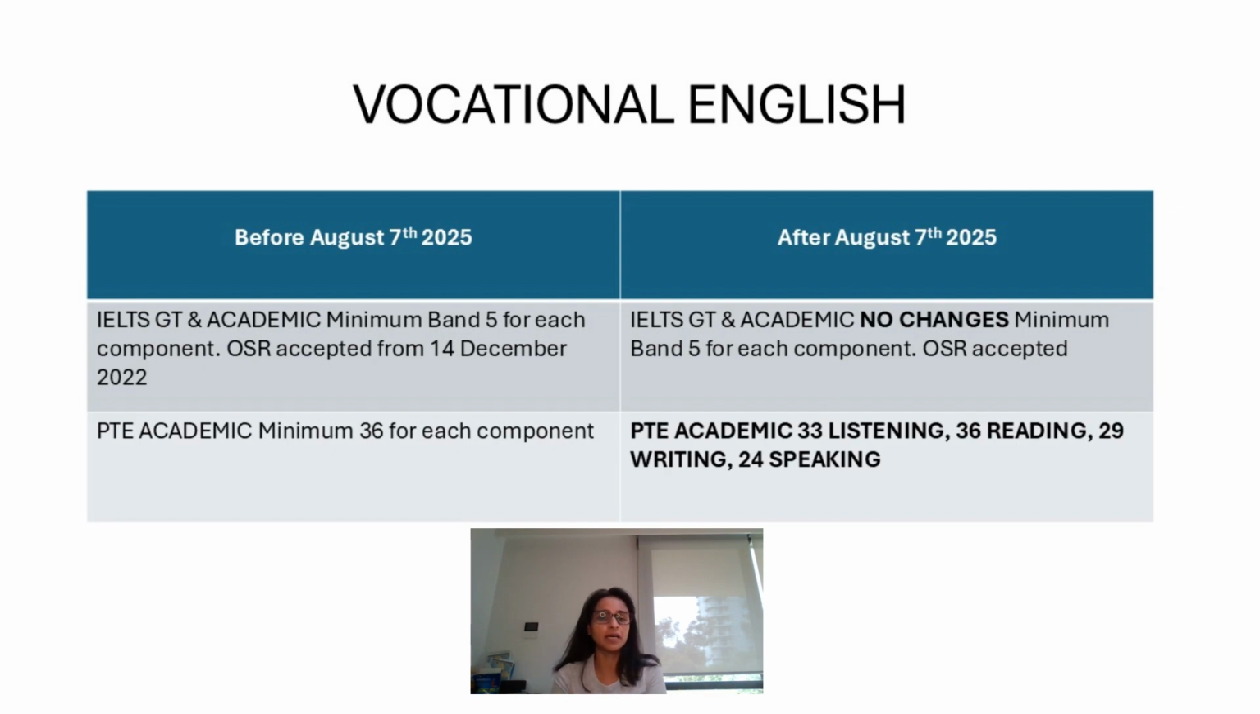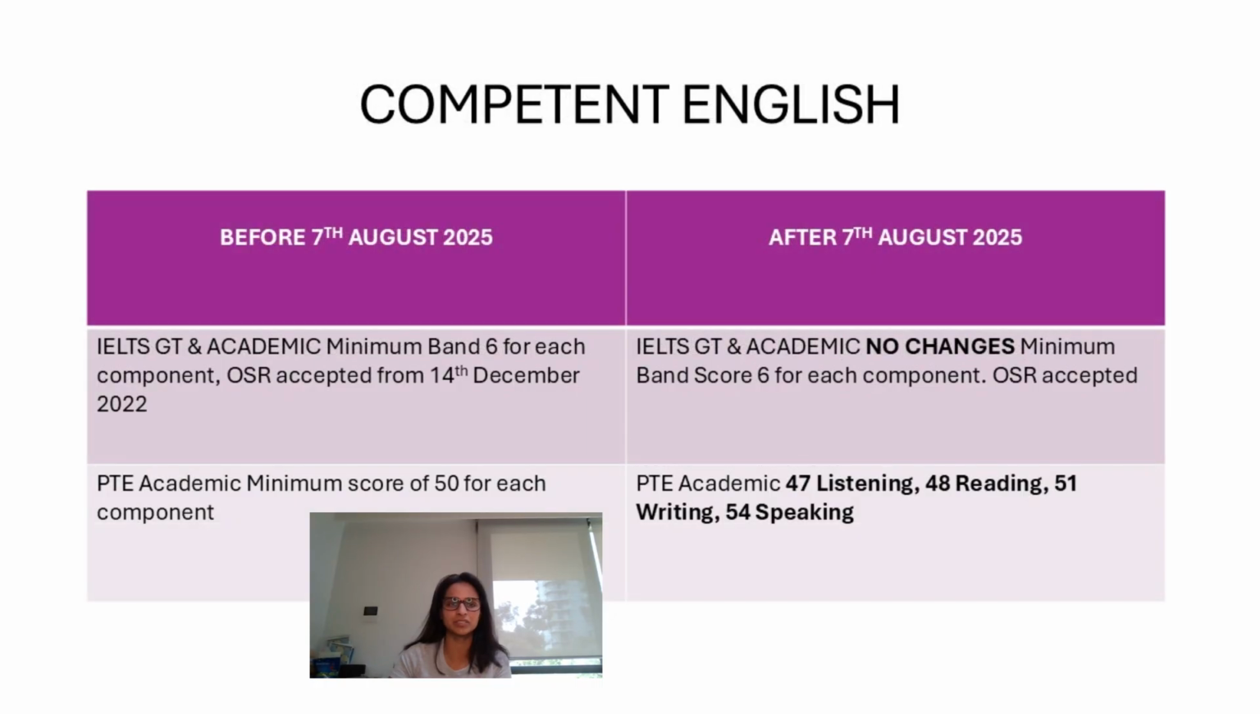Previously, you needed a minimum of 36 for each component. Now you have a specified value for each component. 33 for listening, 36 for reading, 29 for writing, and 24 for speaking. Let's move on to competent English, right?